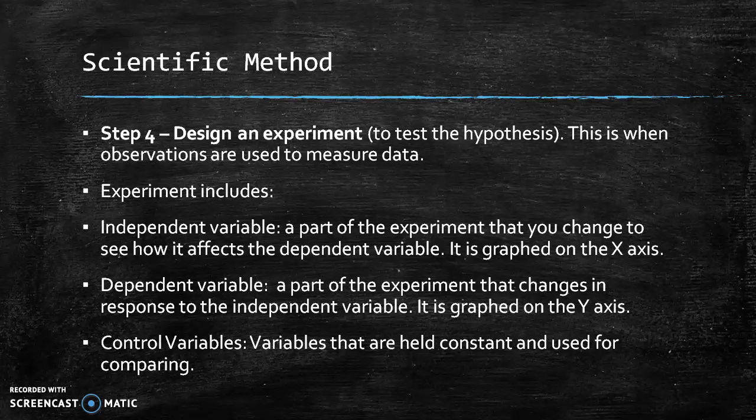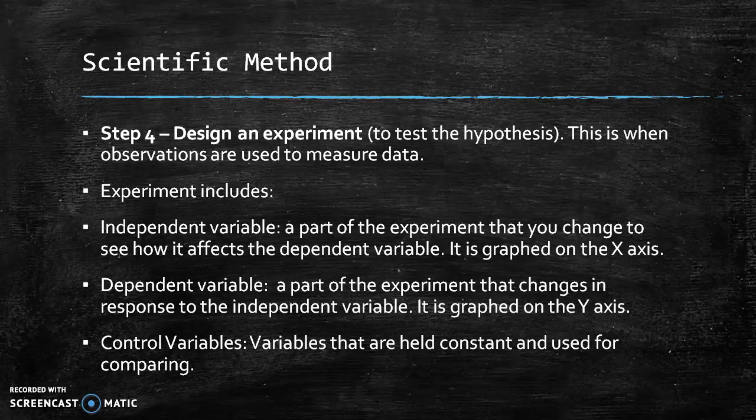On the other hand, the dependent variable is a part of the experiment that changes in response to the independent variable, right? It is graphed on the y-axis. The y-axis is the one which is vertical on the graph. Now, in the same example that we are talking about, the stomach pain or the hunger that I'm feeling is the thing that changes in response to the number of fries that I eat, right? Which is the independent variable.